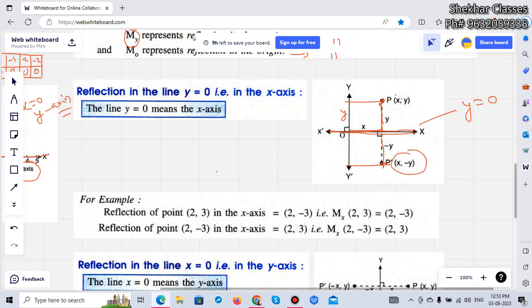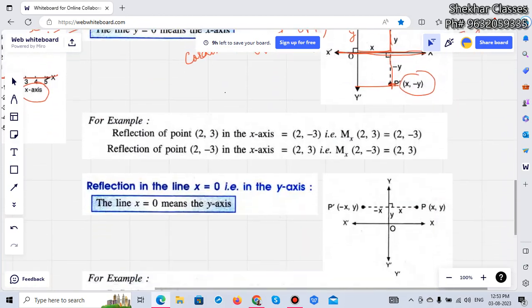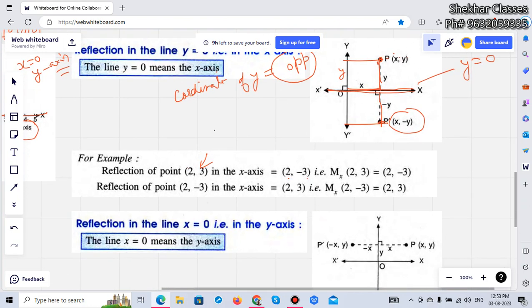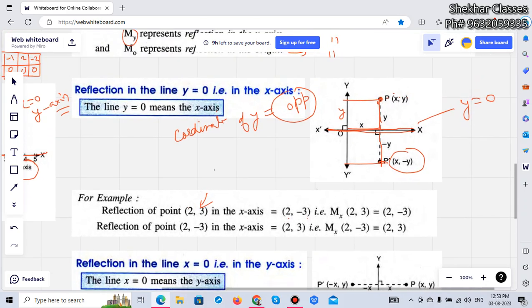So when it is reflecting through the x-axis, the coordinate of y will become negative, or opposite we can say. If it is negative, it will become positive. If it is positive, it will become negative. Is that clear? Now see, if you have a point (2, 3) and you reflect it through the x-axis, remember only y will change, x will not change, so it becomes (2, -3). If you reflect (2, -3) in the x-axis, again this minus will become plus. Got the point here?